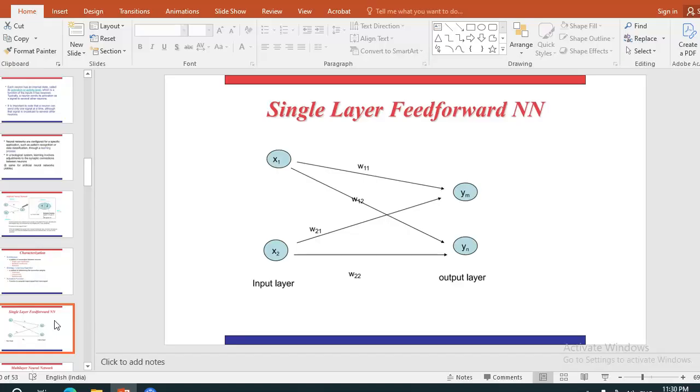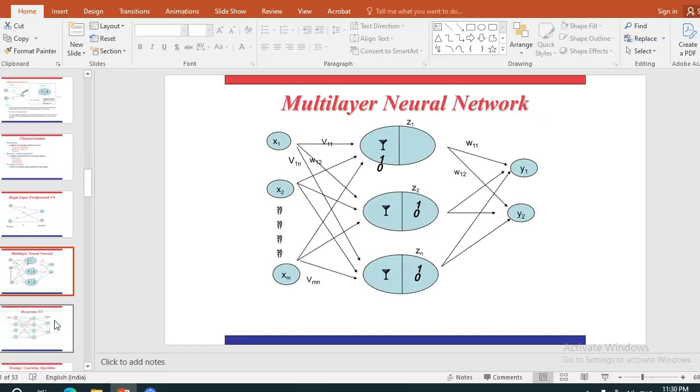So, this is nothing but a single layer feed forward network. It is moving in the forward direction; the input is feeding in the forward direction. So, it is called a single layer feed forward network. This is one example, and the next is called a multi-layer neural network.